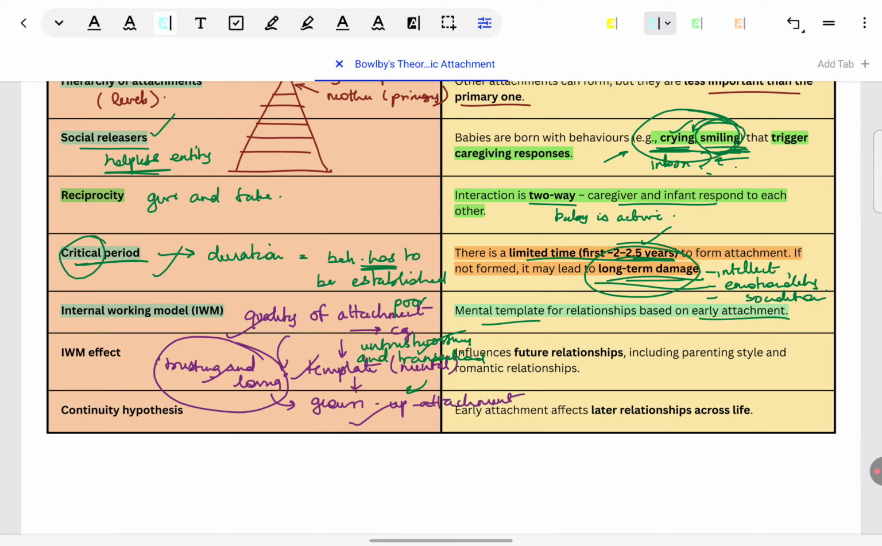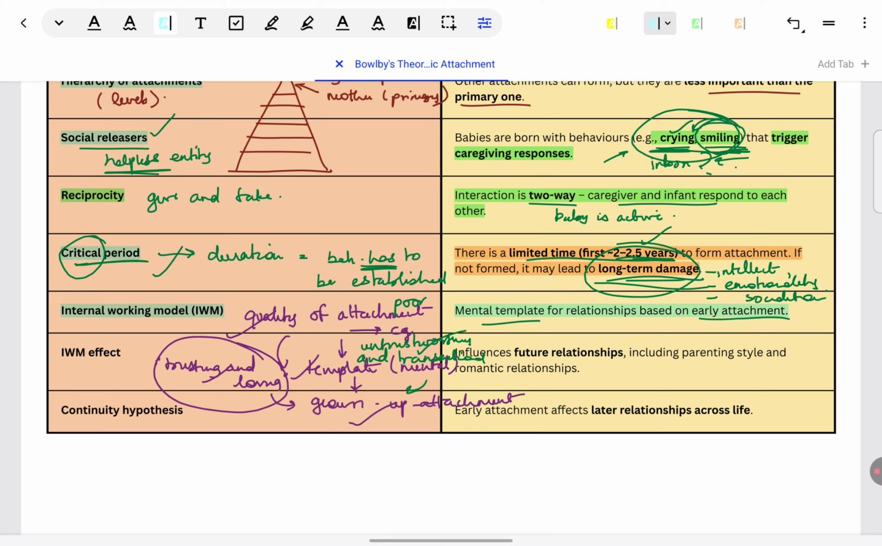Okay, I know lots of concepts are coming in this theory, so just a quick revision. There is something called monotropic attachment, attachment with one primary caregiver, which is very influential on the baby. That has to form in a critical period up to 2.5 years, otherwise, later it cannot be established. And the quality and nature of that relationship can determine what sort of adult relationships will form later. So, this is what we have seen so far.